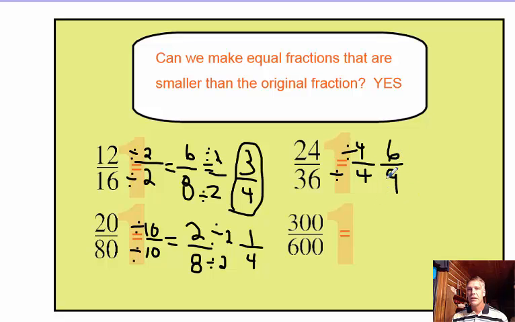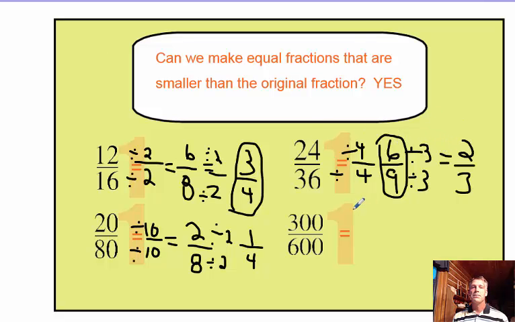Now, a lot of kids get stuck and they circle this and they think, yep, that's good. I reduced this all the way down. But I've got to remind you, always got to remember 3. I'm going to take out 3 because 3 goes into both 6 and 9. And so when you do that, we're going to come up with 2 thirds. Now, 2 thirds is equivalent to 24 over 36. Same shaded amount.